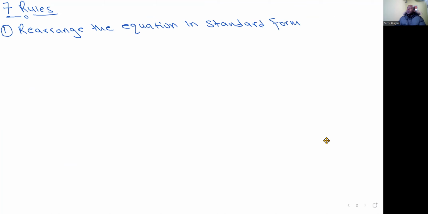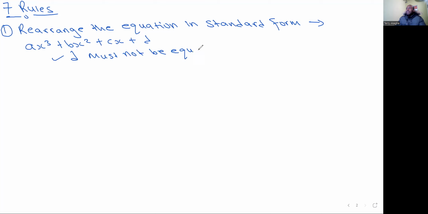When I say standard form, you know what I mean? I'm talking about it has to be in the form of ax cubed plus bx squared plus cx plus d. But you need to remember that d must not be equal to 0. So d cannot be equal to 0.